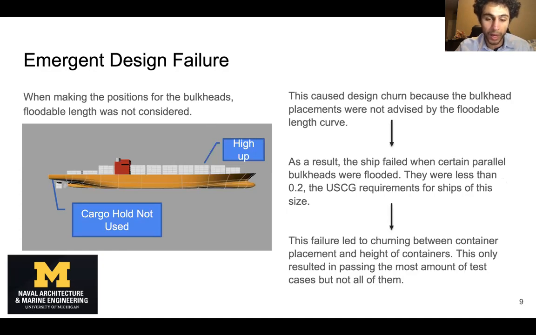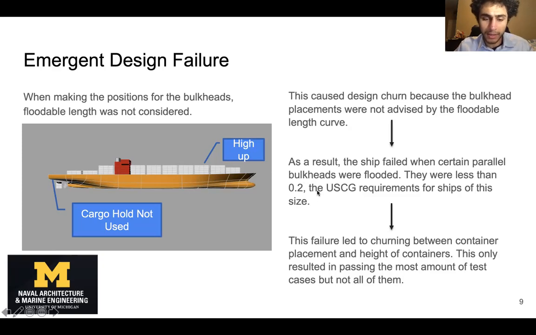Because I didn't integrate the floodable length, I ended up having a design churn between figuring out a configuration for these 3,500 containers. And as you can see, the containers in the middle are high up, and these cargo holds are not used or barely used. In this case, these two only have 2 rows. And what happened was that I ended up causing another problem with my righting arm curve, and it ended up barely passing the United States Coast Guard criteria.